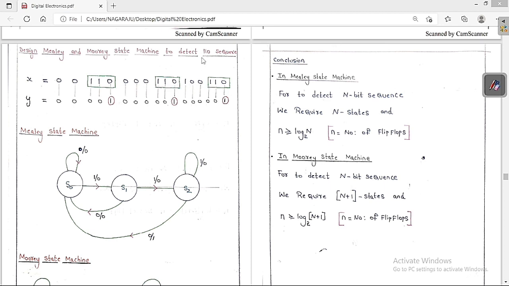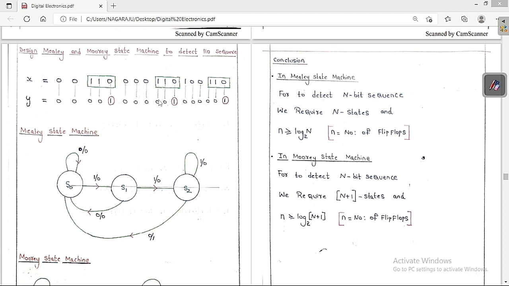I want to detect the sequence 1, 1, 0 with the help of a Mealy state machine and a Moore state machine. Then what is the value of output y? Whenever the sequence is 110, it is going to give me 1. Otherwise, it is going to give me 0. So 0 gives 0, 0 gives 0, 1 gives 0, 1 gives 0. But now, we get 0, 1, 1, 0. Yes, the sequence is detected, so you get 1 here. Again here 0 gives 0, 0 gives 0, 0 gives 0.